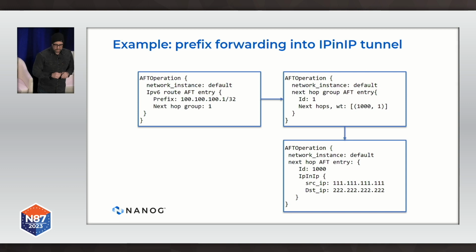On the lower right-hand section, I am creating the IP tunnel. This has a source IP of 111.111 and a destination of all twos. I have created a next hop group here which points at this particular tunnel destination with a weight of 1, so all traffic is associated with this. And then I'm specifying a route entry that will surgically grab 100.100.101/32 and send that directly into that tunnel.